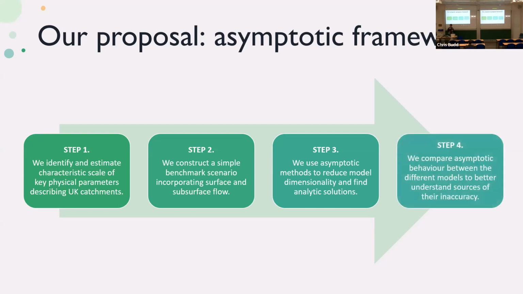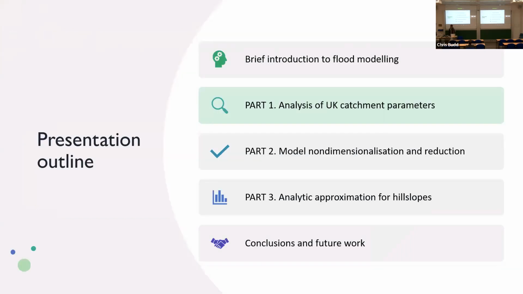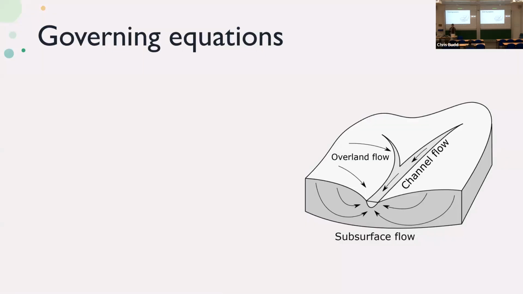And finally, we can use this benchmark with our analytic or semi-analytic solutions to assess the accuracy, the possible sources of inaccuracy of currently used models, just by checking if the asymptotic behavior predicted by those models is inconsistent with our physical benchmark or not. So the first part will involve understanding the key physical parameters.